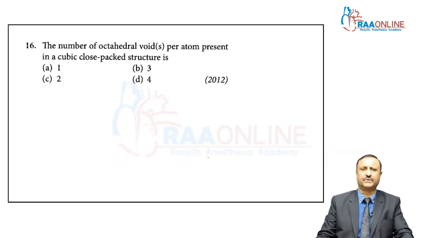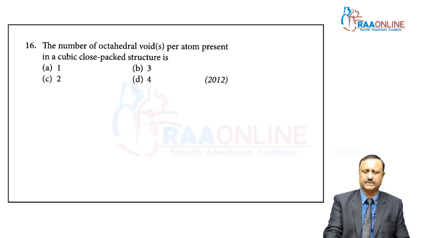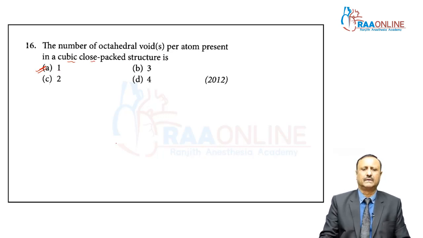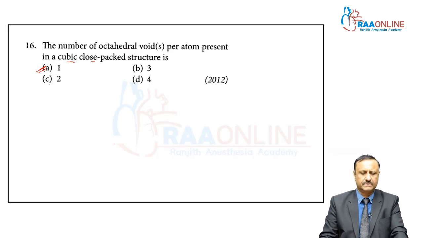Now my dear students, we can go to question number 16. The number of octahedral voids per atom present in a cubic close packed structure is, my dear students, the octahedral void. It's a theoretical question. You can go with answer A, because in a cubic close packed structure the number of octahedral voids per atom is only 1. Now we can go to question number 17.